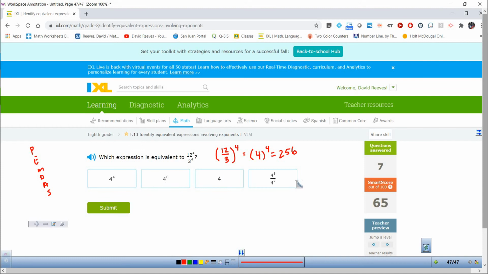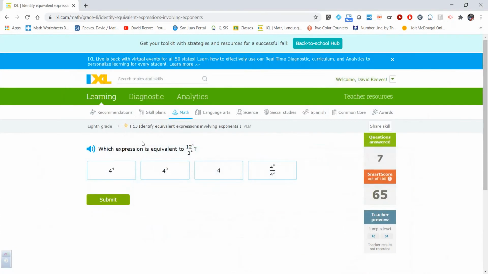All right, and that's the answer that we would have gotten if we were evaluating, but this is matching. I just wanted to remind us what we were doing, so let's see which of these it is. There it is, 4 to the 4th right here. Okay?